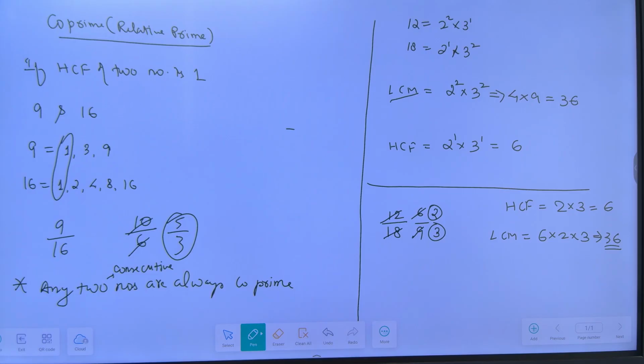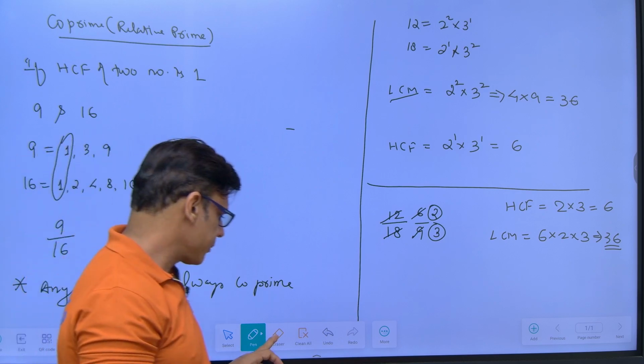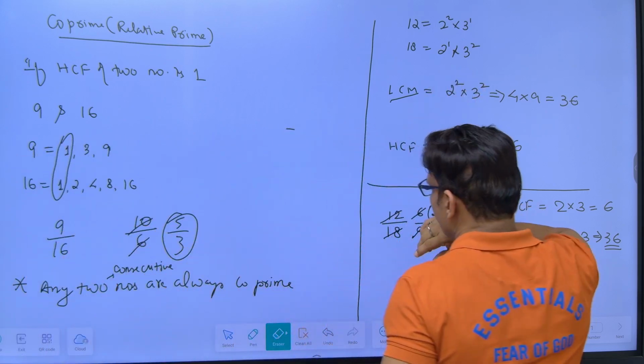The co-prime concept is clear. We'll take one more example over there, since both are made up of 2 and 3.